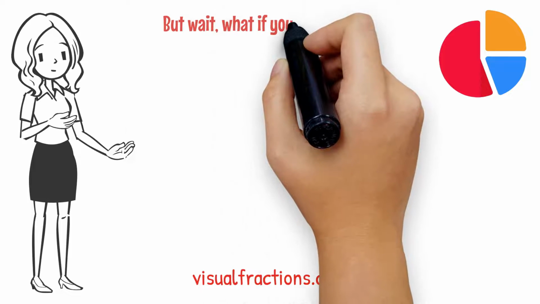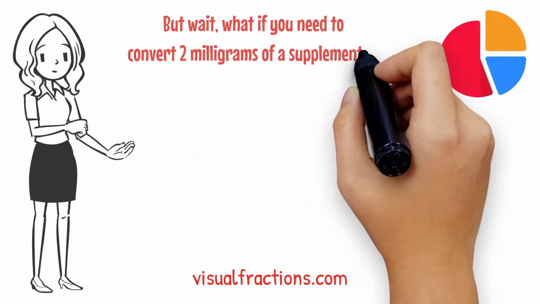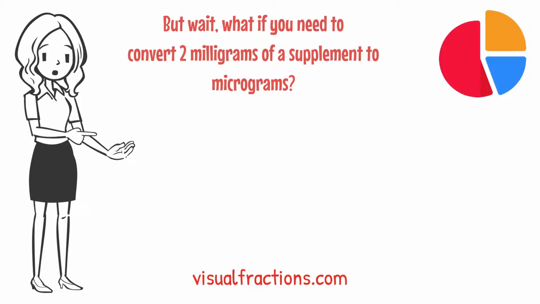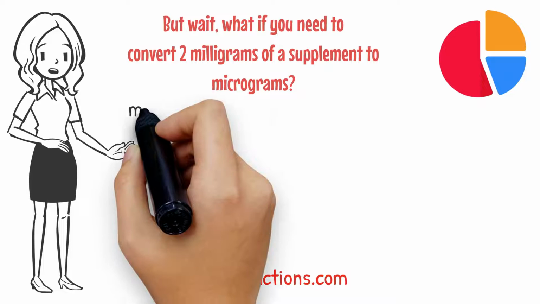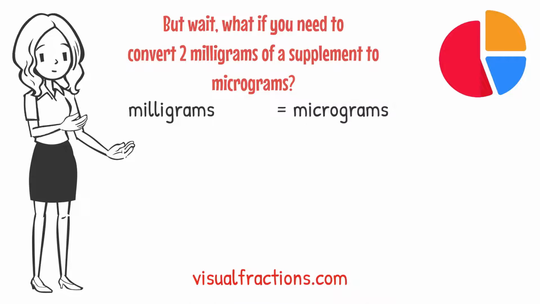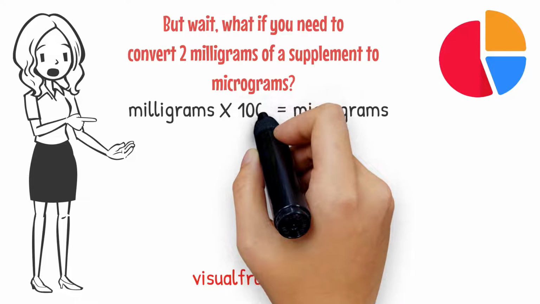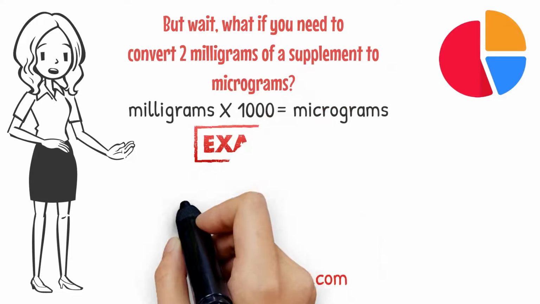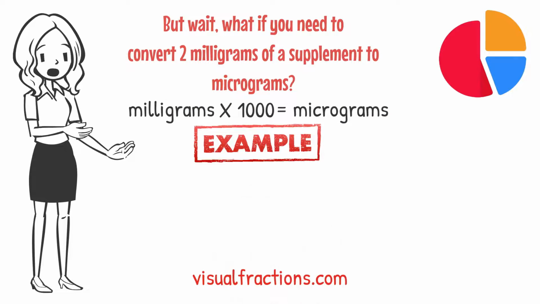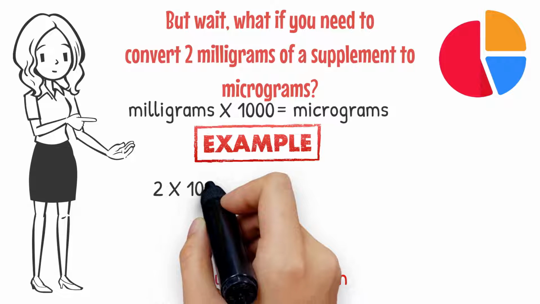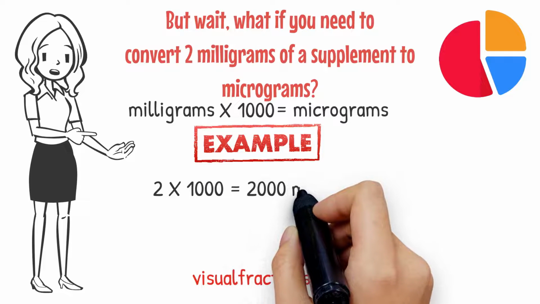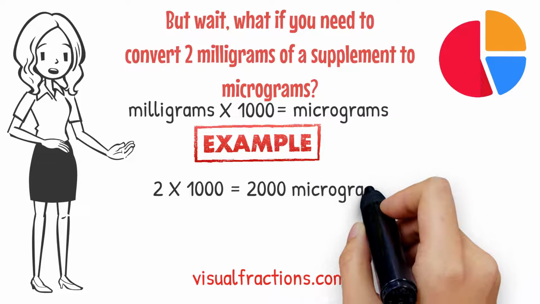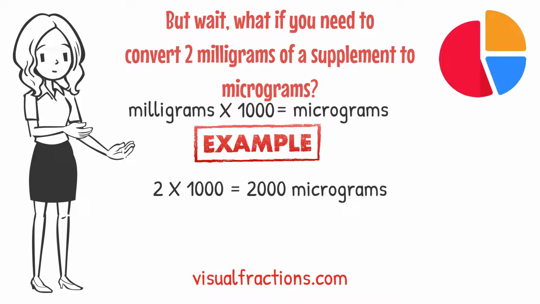But wait, what if you need to convert 2 milligrams of a supplement to micrograms? Don't worry, we've got you covered. To convert milligrams to micrograms, you need to multiply the number of milligrams by 1,000. Let's walk through an example of how to convert 2 milligrams of a supplement to micrograms. We start by multiplying 2 by 1,000. This gives us 2,000 micrograms. And that's it. 2 milligrams is equal to 2,000 micrograms.